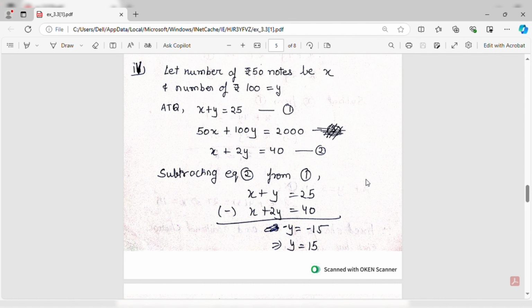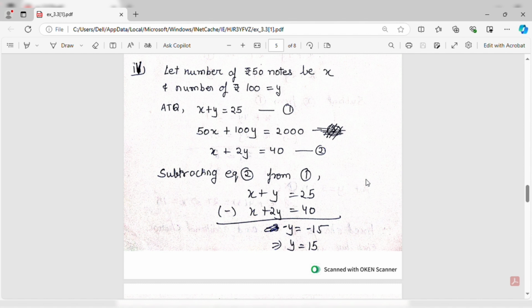Fourth part is, Meena went to a bank to withdraw rupees 2000. She asked the cashier to give her rupees 50 and rupees 100 notes only. Meena got 25 notes in all. Find how many notes of 100 and 50 did she receive. So let us assume number of rupees 50 notes as x and number of rupees 100 notes be y.